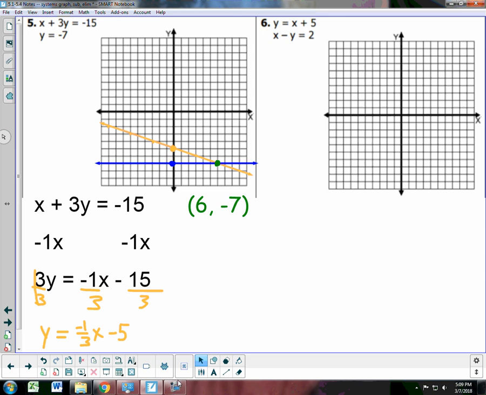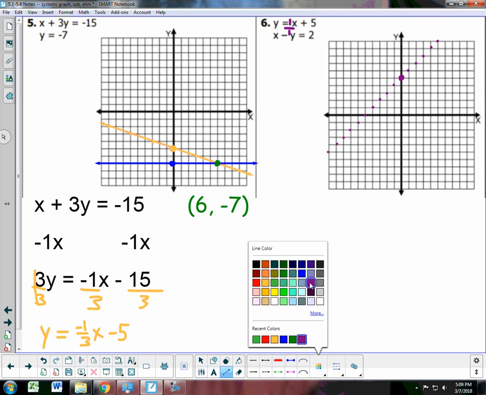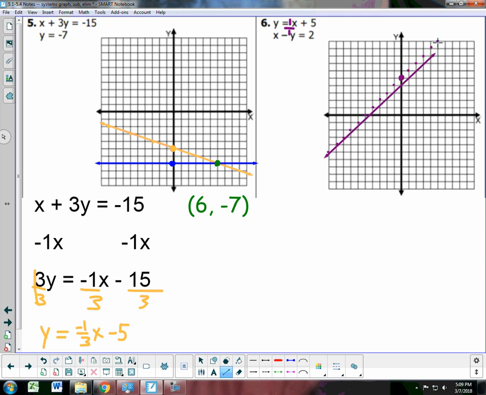Okay, and number 6. So first off, the first one has a slope of 1, or 1 over 1 for our purposes. So start up 5. And positive 1 over 1. And there's lots of spots to make points, like so. Alright, now the second one we're going to have to do some conversions with.